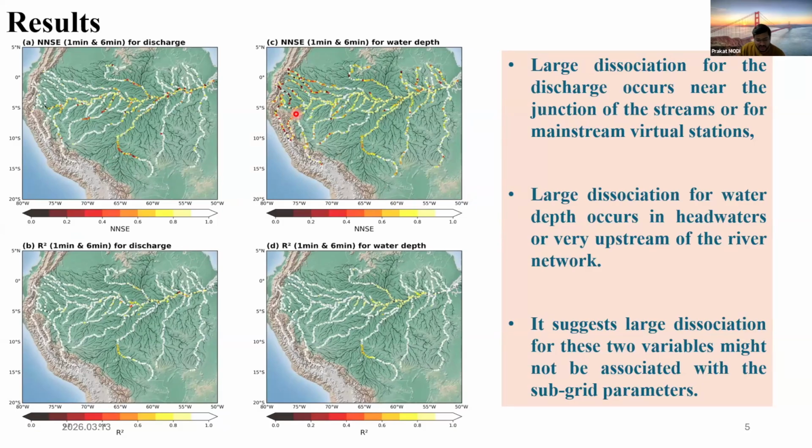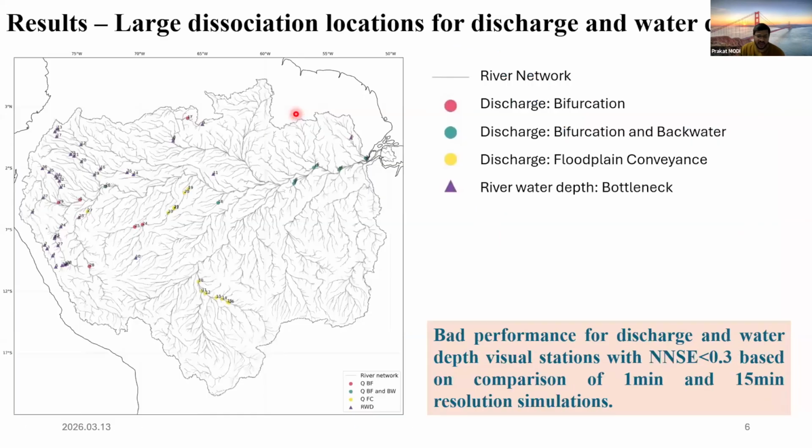But then what are the reasons behind these dissociations at a few of the places? We identified the bad performances, the large discrepancies in performance due to resolution, where the normalized NSE value is less than 0.3. We found 2 to 3% of the locations: 36 or 37 locations here for water depth, and 28 locations for discharge.